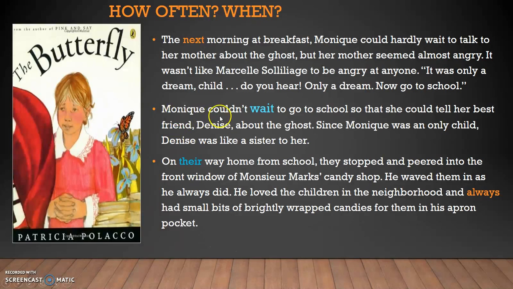Now, let's notice some homophones in this writing. It says Monique couldn't wait, W-A-I-T. The sentence would not have made sense if we used the other weight, W-E-I-G-H-T, which means like your weight, how much you weigh, or to lift a heavy weight. The correct spelling and meaning for this sentence is to use wait, W-A-I-T.